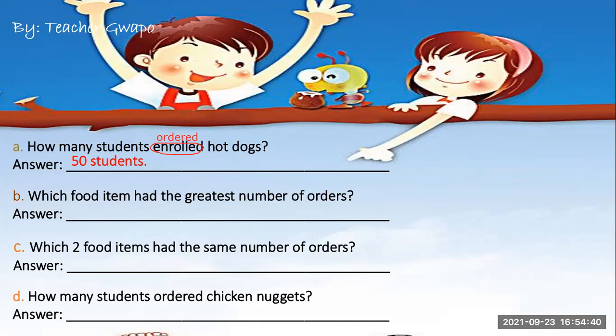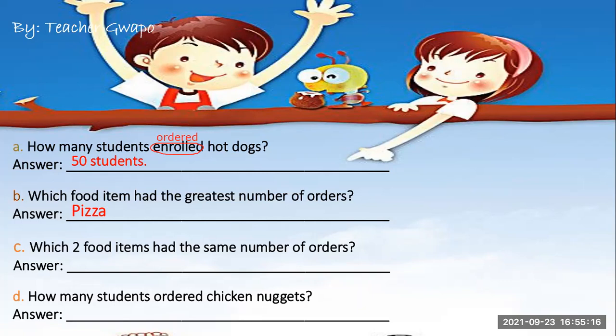Now, which food item had the greatest number of orders? A lot of students ordered which item? If you look at the graph, it will show you that pizza had the greatest number of orders. Why? Because there are 150 students who ordered pizza.